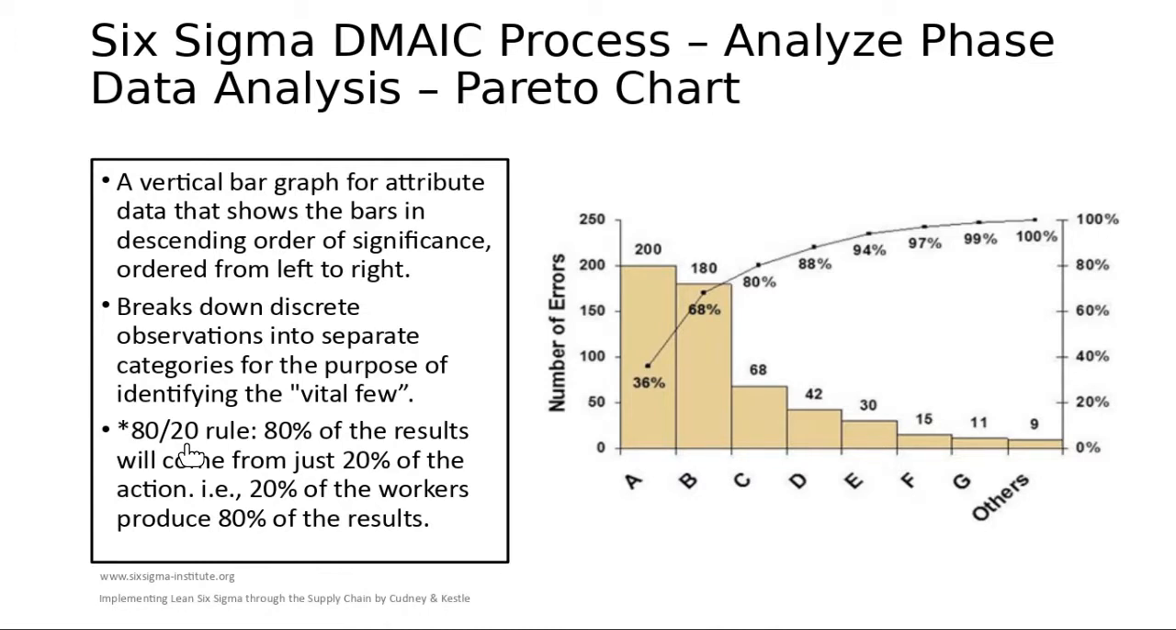What is the Pareto chart? It is a vertical bar graph, similar to the bar chart, for the data, showing the observations of the data. It is also for attribute and discrete data. And what is the difference here? When we talk about the Pareto rule, which is named after the scientist who had this theory called the 80-20 rule, which is the Pareto rule, the 80-20 rule.